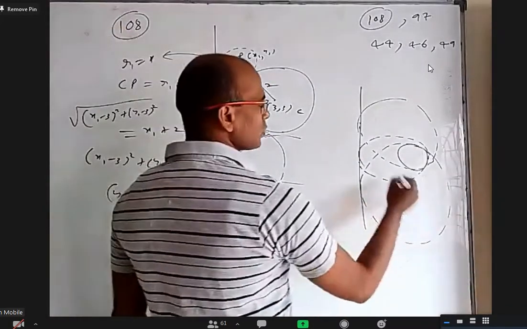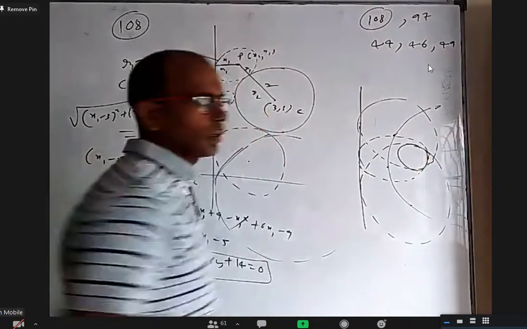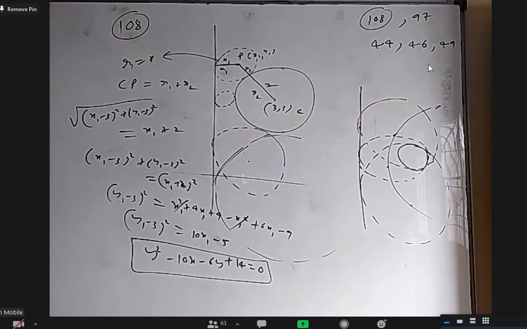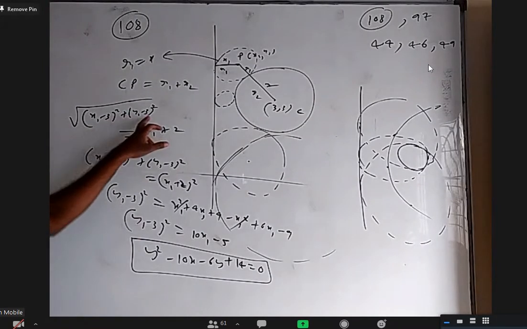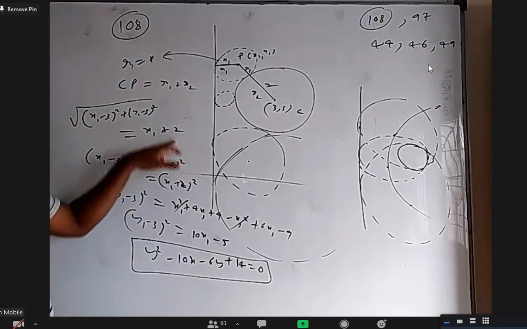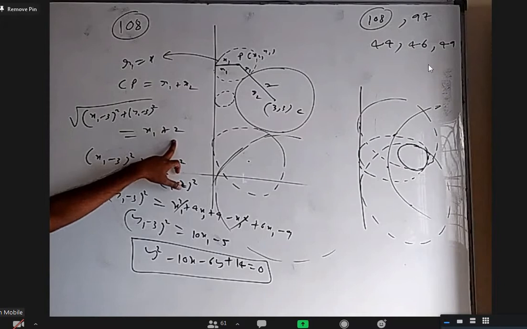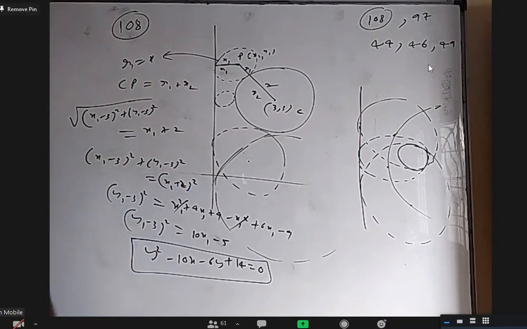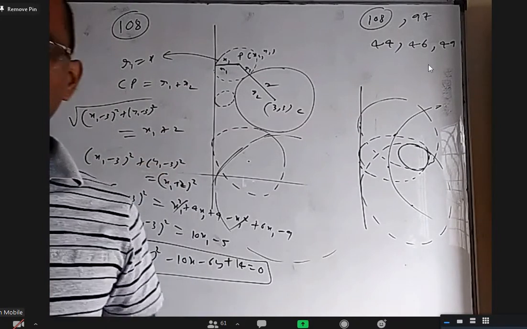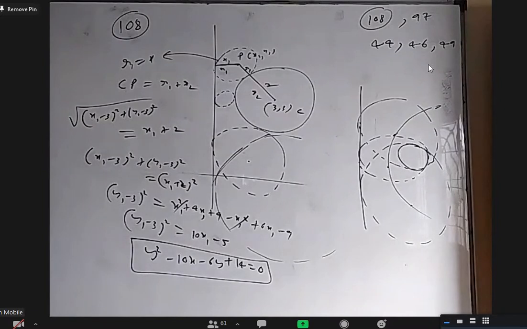Their centers also will have another locus, that is another parabola. If they said internally, what we would have done is CP equals R1 minus R2. Instead of x1 plus 2, we would have got x1 minus 2, and squaring it would have given another answer. Is that clear? Yes, sir.